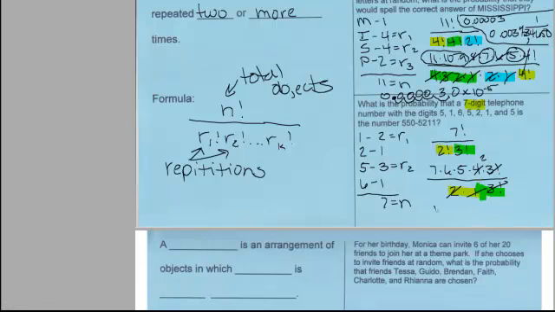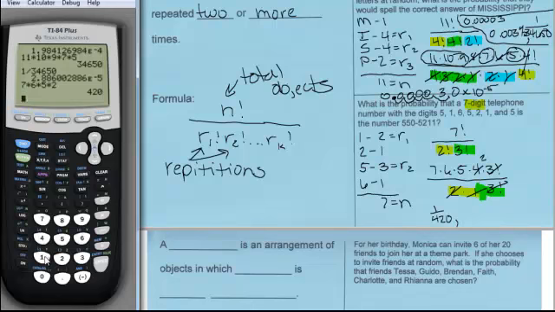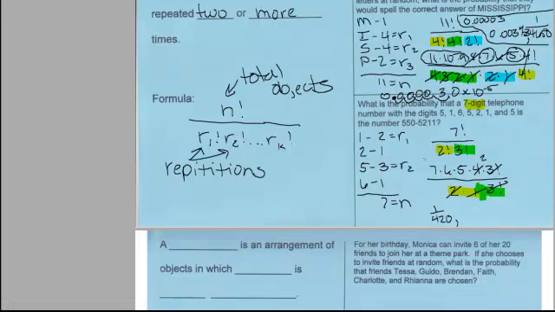That's 420. So 1 over 420, which is 0.0024, which is 0.24%.